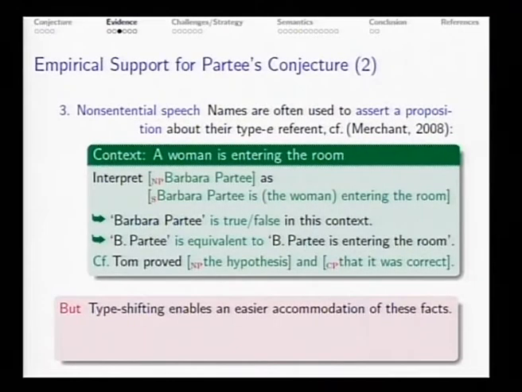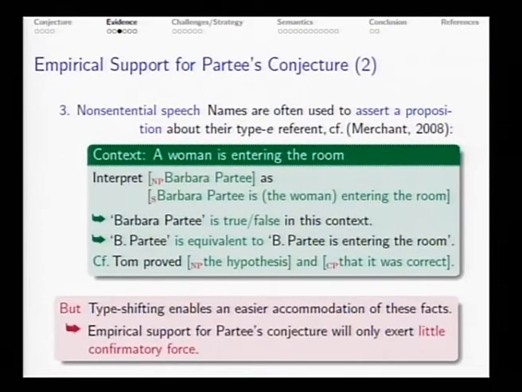And these are all examples that can be regarded as an illustration, if you like, of the advantages of such a single type semantics. But you'll probably already have thought that there is still one problem, namely that all of these phenomena can also be accommodated simply in a flexible monotype grammar with an E to ST type shifting function. And in fact, since type shifting is an already existing mechanism that will in this case enable an easy accommodation of all of these facts, the empirical support for Partee's conjecture will only exert very little confirmatory force.